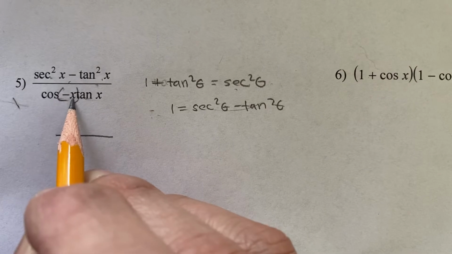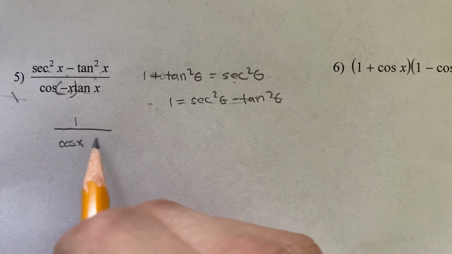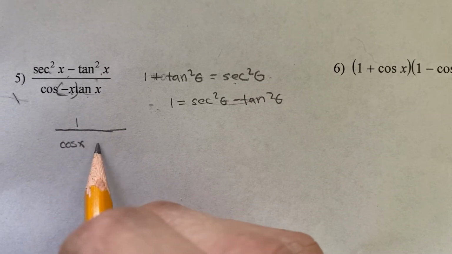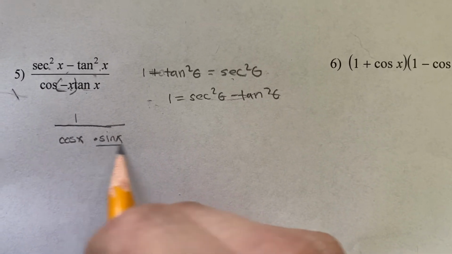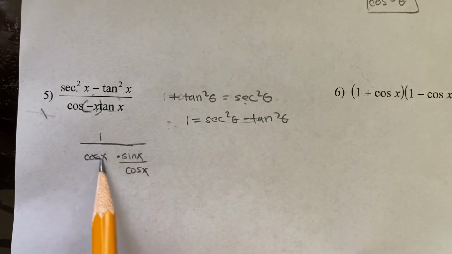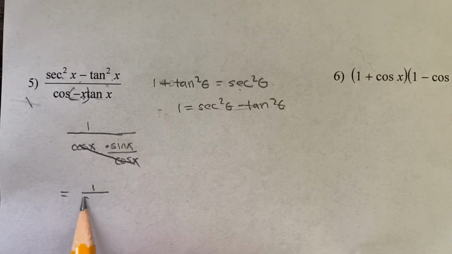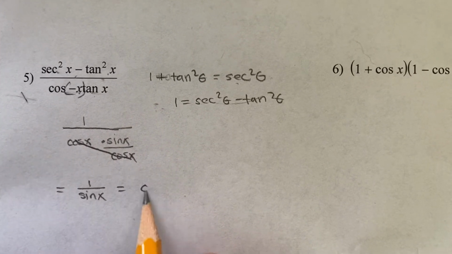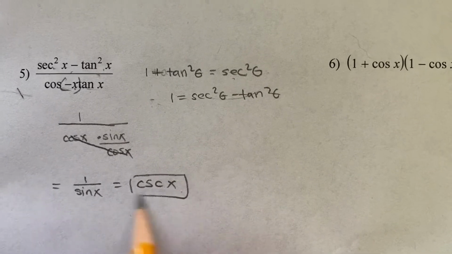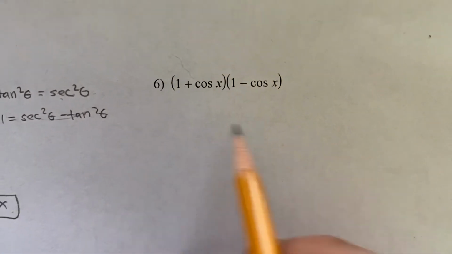Cosine of negative x, using our even odd identity, that's just cosine of x. Right, and then tangent, we know, is just sine x over cosine x. And so even though this expression looked really complicated, what you end up having is 1 over sine x, which is just cosecant of x. Okay.